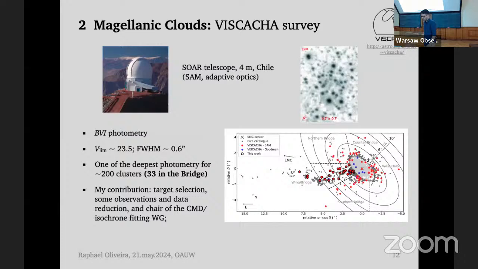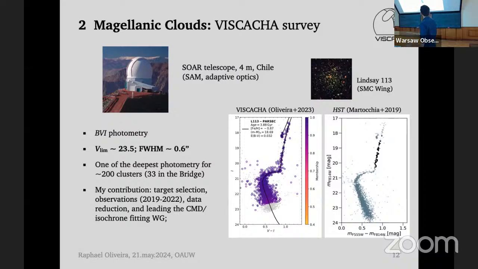So we have photometry, actually the deepest photometry for 200 clusters, more or less. And we actually give preference to clusters in the outskirts, both of the SMC here in the bridge, but also in the LMC that would be here. Because these outer parts would be more prone to dynamical interactions and so on. I participated in the observations, the data reduction, and I'm currently the chair of the CMD working group of VISCACHA.